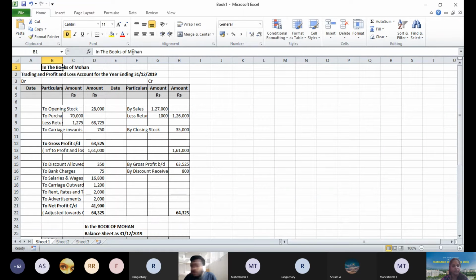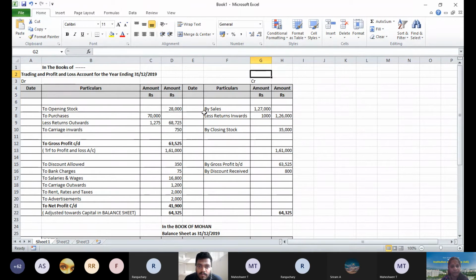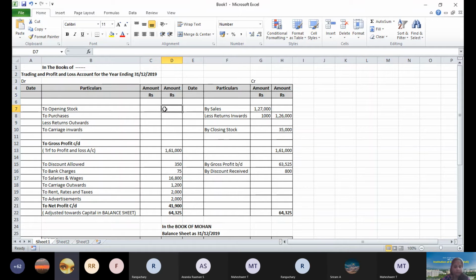In the books of dash dash dash. It's trading and profit and loss account 2019, right? Am I right? Guys, why don't you answer for the class? Trading account, profit and loss account, 2019, right? Yes, ma'am. Okay. Thank you. So what is the opening stock? 1460, ma'am.